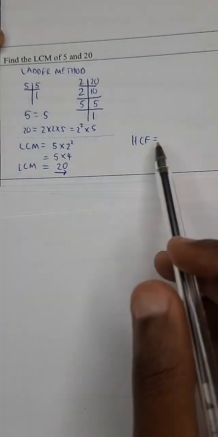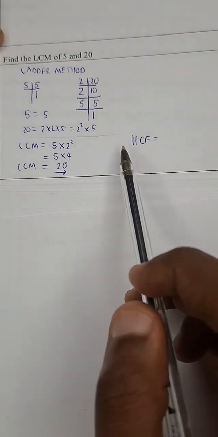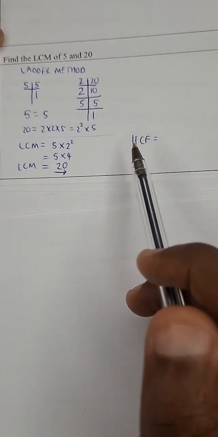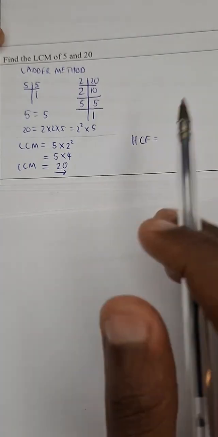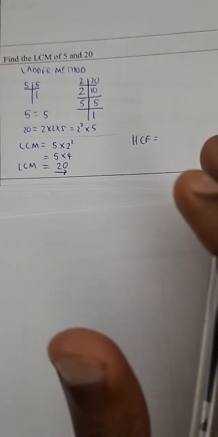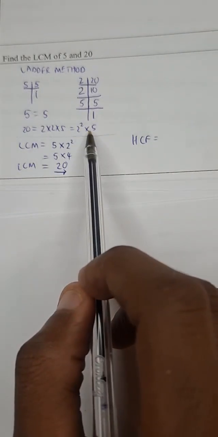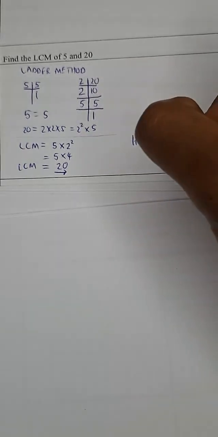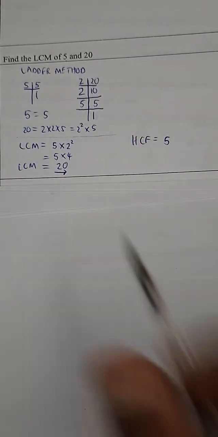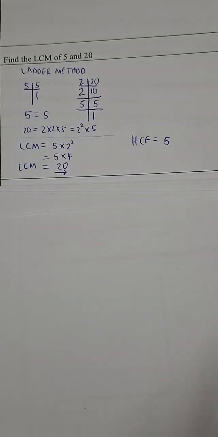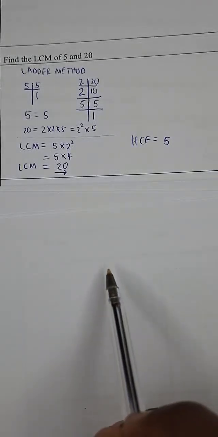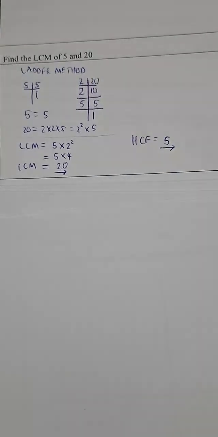Then what would we do? We choose the common base. Now here for the HCF, it's only the common base with the lowest exponent. No leftovers. So 5 and 5 are common, so we just write 5 because it is common. We cannot include 2 squared because 2 squared is not common for both 5 and 20. So the highest common factor of 5 and 20 is 5.